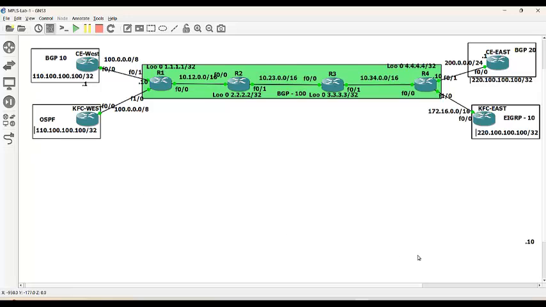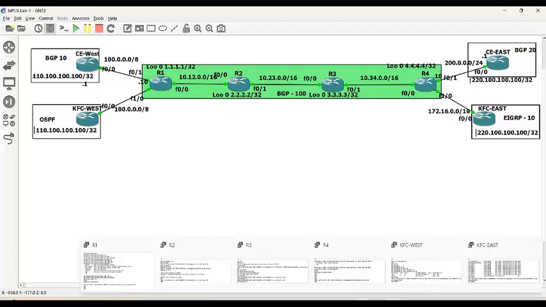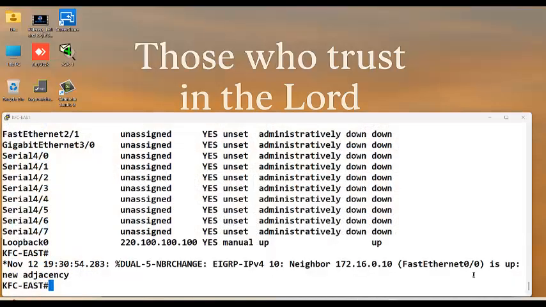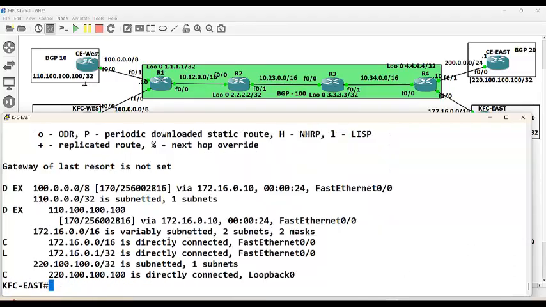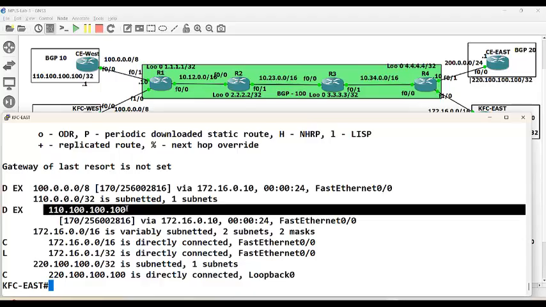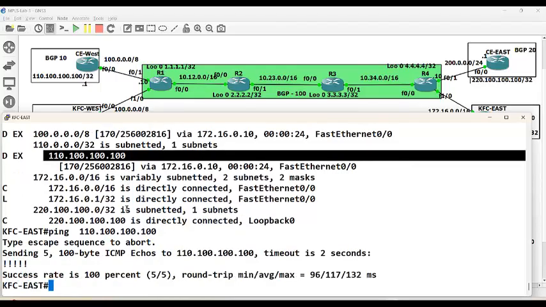I'm very confident I will ping because I know what I'm doing. Let's go now to KFC East and check the routing table. Show IP route. I can see the route coming from the remote site. I'm going to ping this. Ping. I'm able to ping.